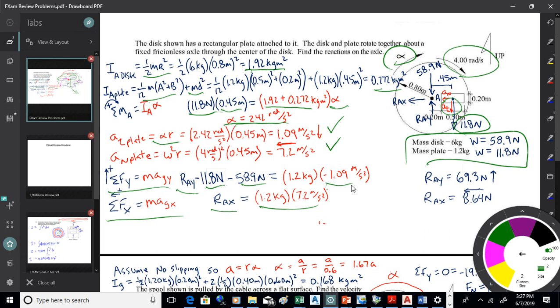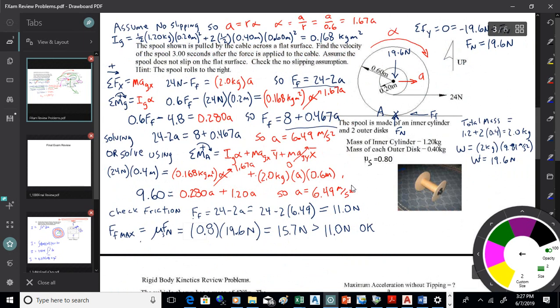All right, this one's obviously a little busy here. This is a spool. Going to pull it to the right. So we got a bunch of just background information here.